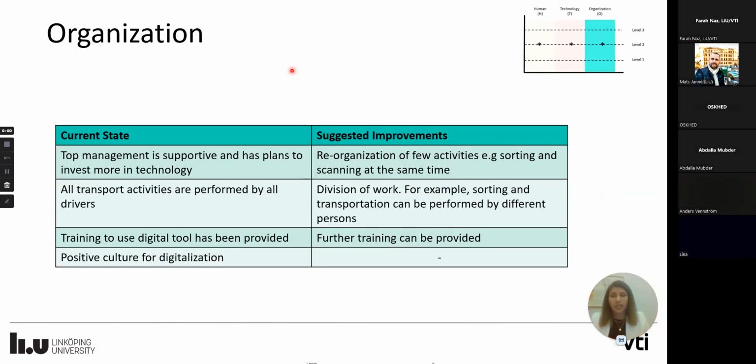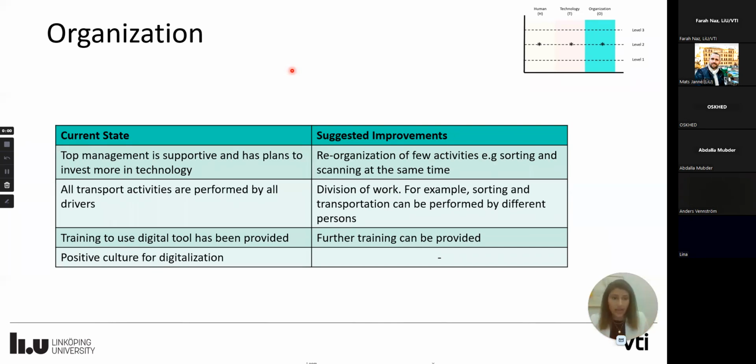Then the third dimension is organization. Here the current state is that the top management is really supportive. I also had a discussion with them and suggested my thoughts, and they were very positive. They said they have plans to invest more in technology, and they really want to expand the use of digitalization across their different subsidiaries and in different operations as well.